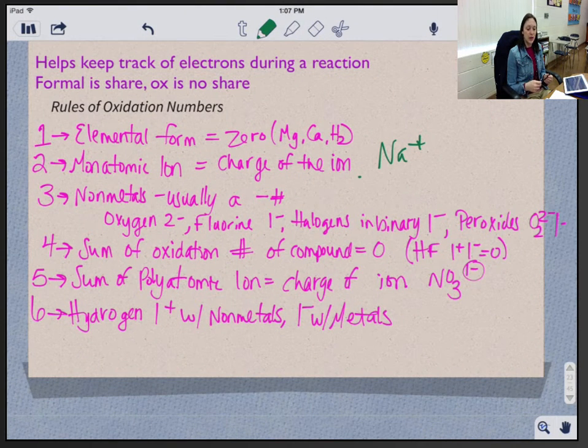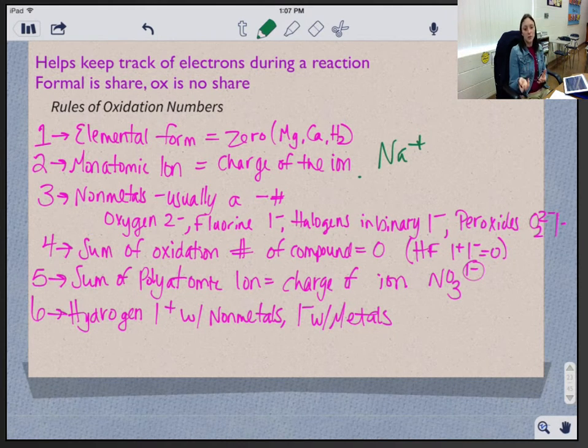The third rule for determining an oxidation number is that nonmetals are usually a negative number. So they're usually negatives. Oxygen is almost always a -2. Fluorine is pretty much always a -1. If you have a halogen in a binary compound, meaning HF, Cl, or I, and one other thing, the halogens are always a 1 negative. If you're dealing with a peroxide, which is O2 2 negative, that means that oxygen is a 1 negative. Peroxides we don't come across very often unless you're dealing with hydrogen peroxide. In that case, O would have a 1 negative charge, whereas oxygen usually has a 2 negative charge.